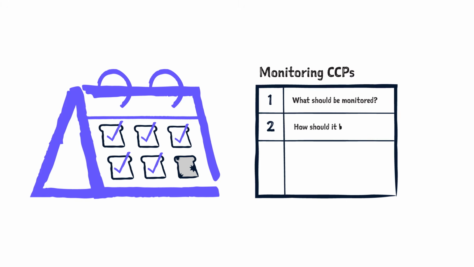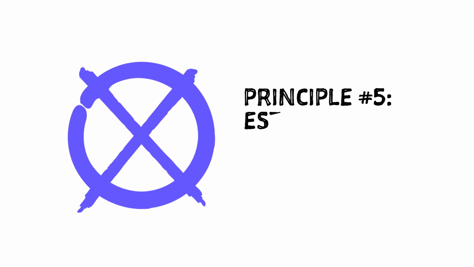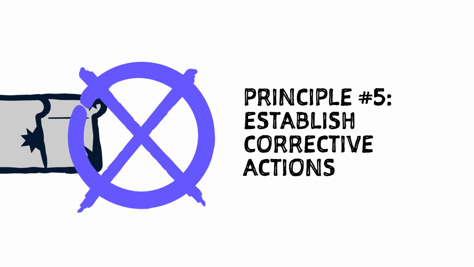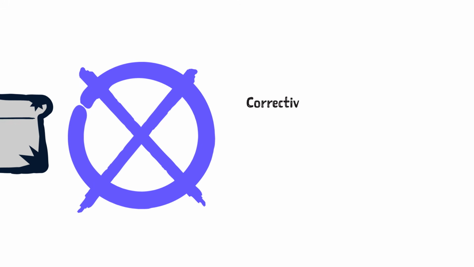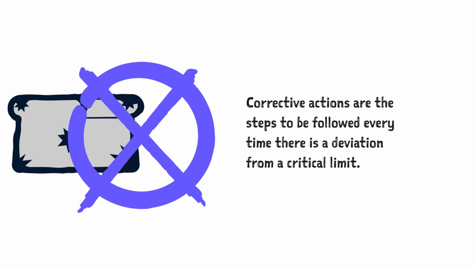2. How should it be measured? What tools should be used? 3. How frequent should the monitoring be? 4. Who is the responsible person to perform this? Principle number 5. Establish corrective actions. Corrective actions are the steps to be followed every time there is a deviation from a critical limit.